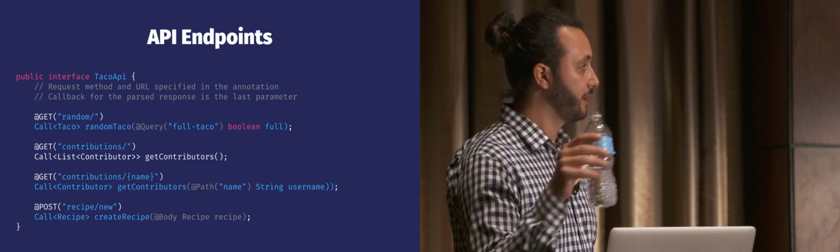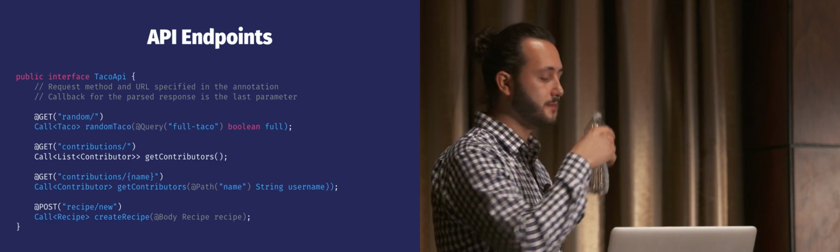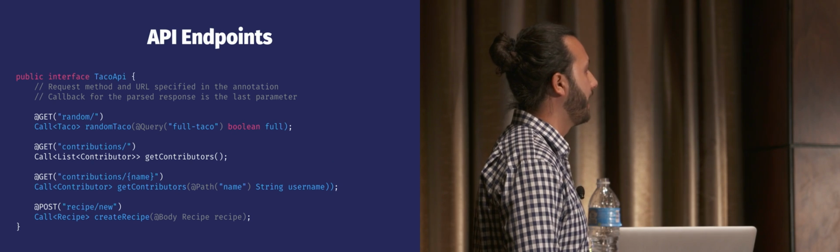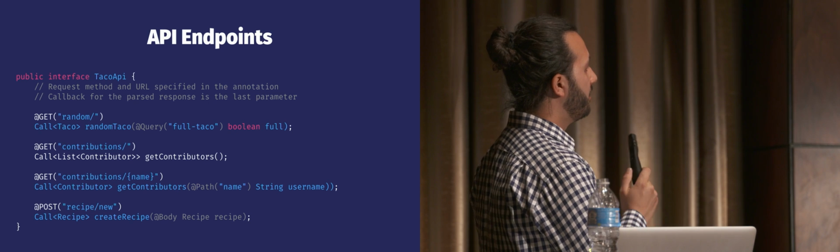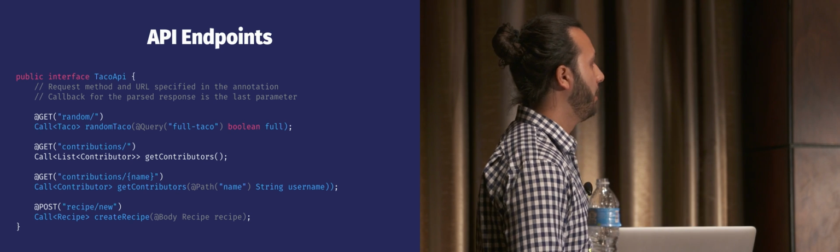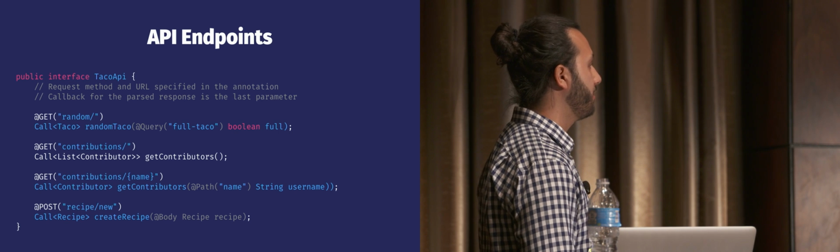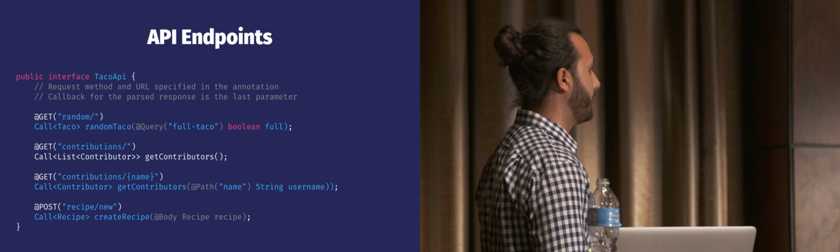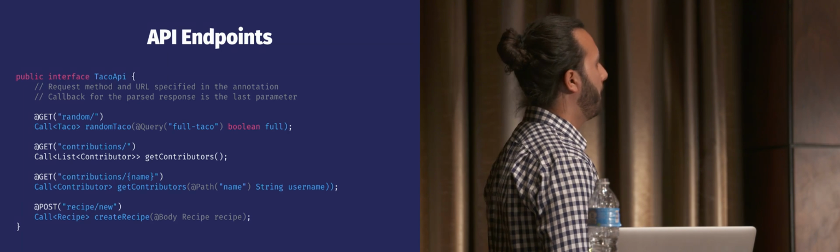So what does Retrofit look like? We need to create an interface. So I'm making my interface TacoAPI. And you can see here that we're going to have 4 API endpoints. We can get a random taco. We can get a list of contributors. We can get a contributor by name. Or we can post a new recipe. Let's talk about it one by one.